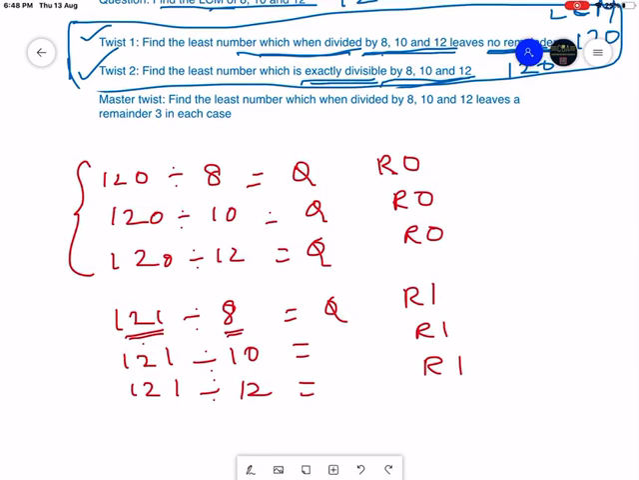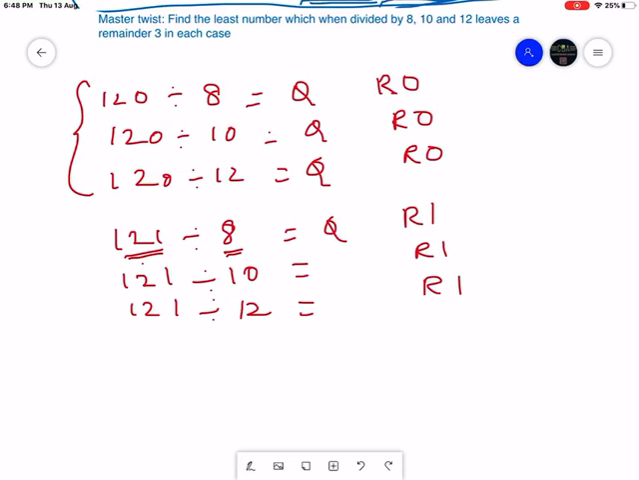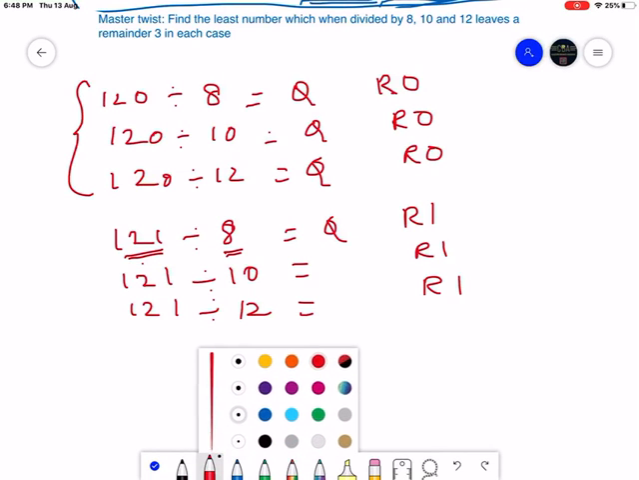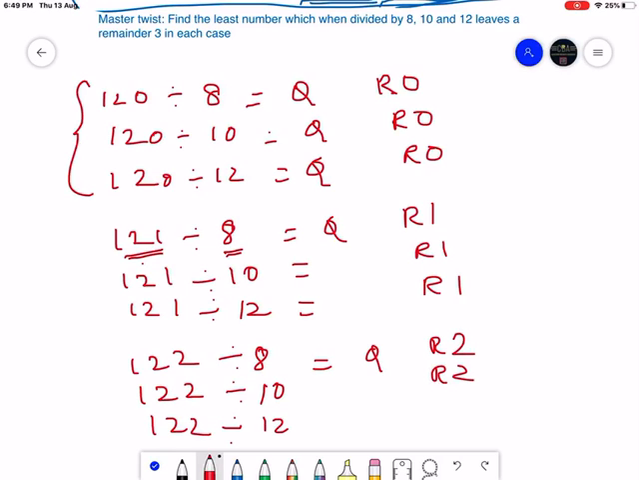So now let us look at what is happening to 122. You can guess now very easily what will happen to 122. What will happen to 122 when I divide by 8? Some quotient will come and there will be remainder 2. Correct? Will it be 2? Same way 122 divided by 10 will give you remainder 2, and 122 divided by 12 will give you remainder 2. Agreed? Everyone agreed? Okay.